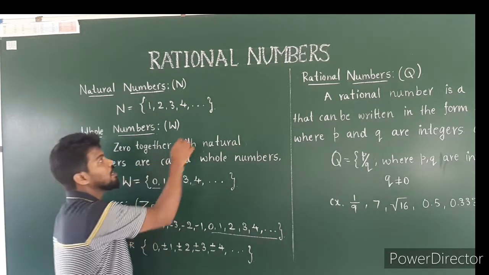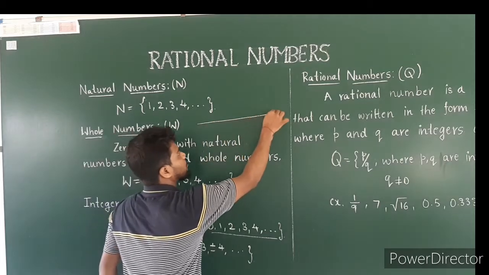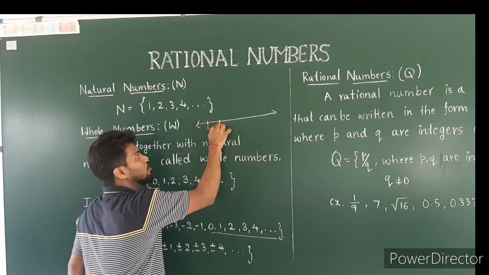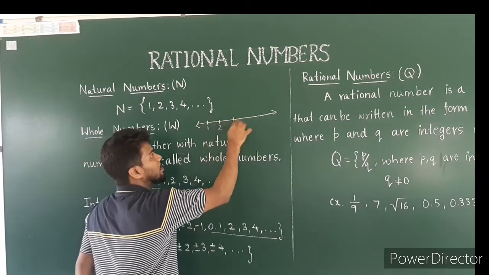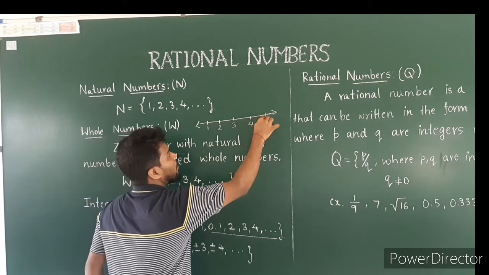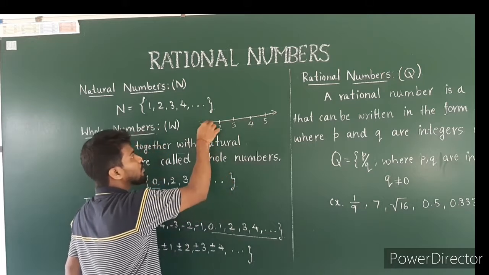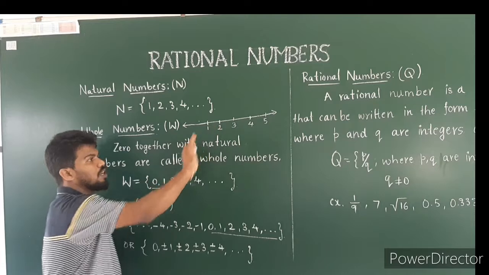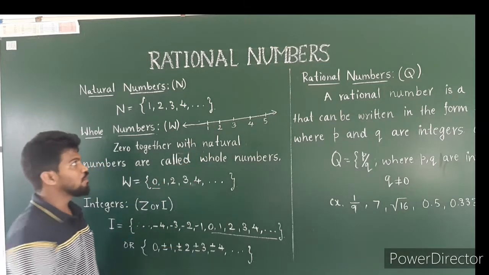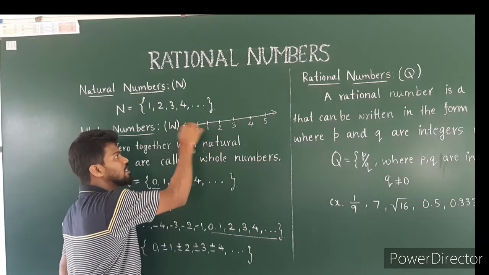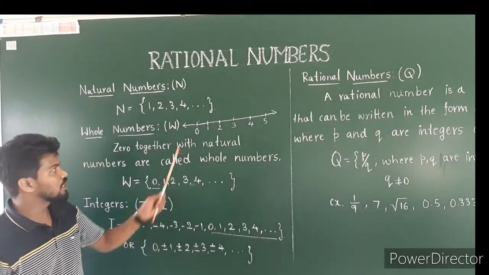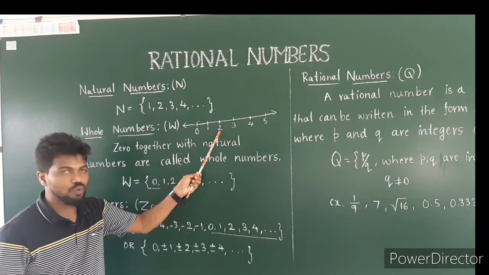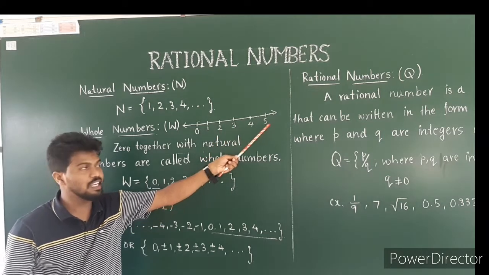So this is a number line. It starts with 1, then 2, 3, 4, 5. You see that? This is the natural number line. If you include 0, then it is whole numbers. Here it increases by 1: one more than 1 means 2, then 3, 4, 5 increase.